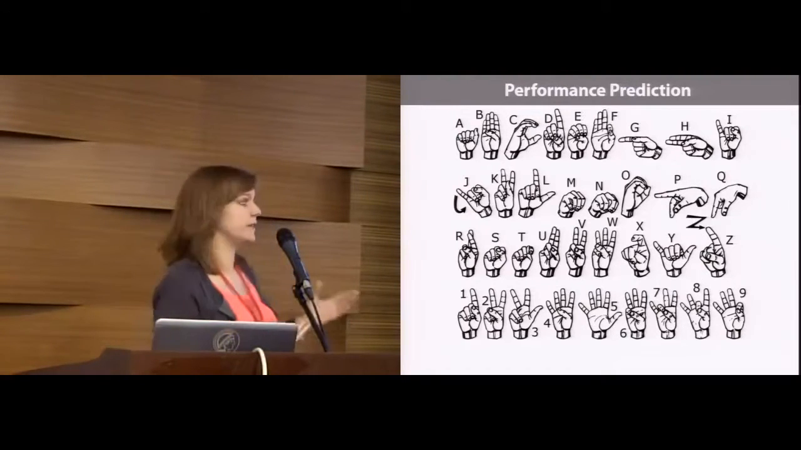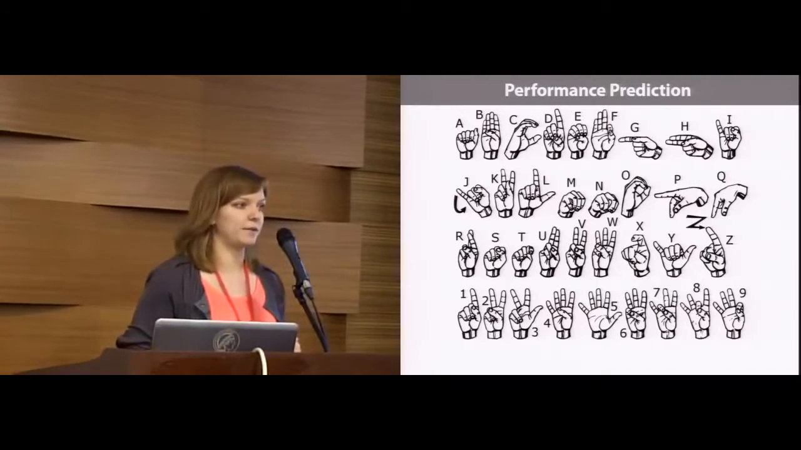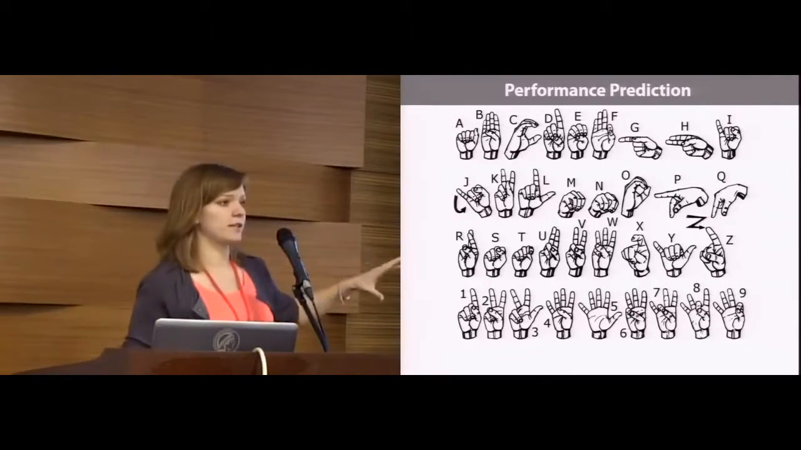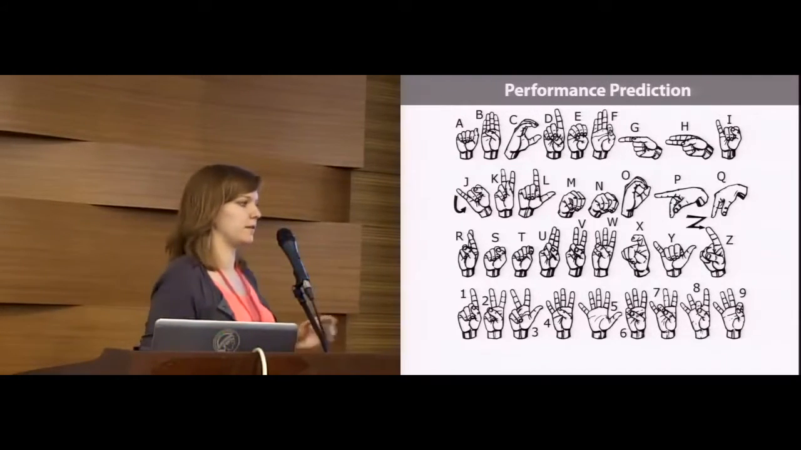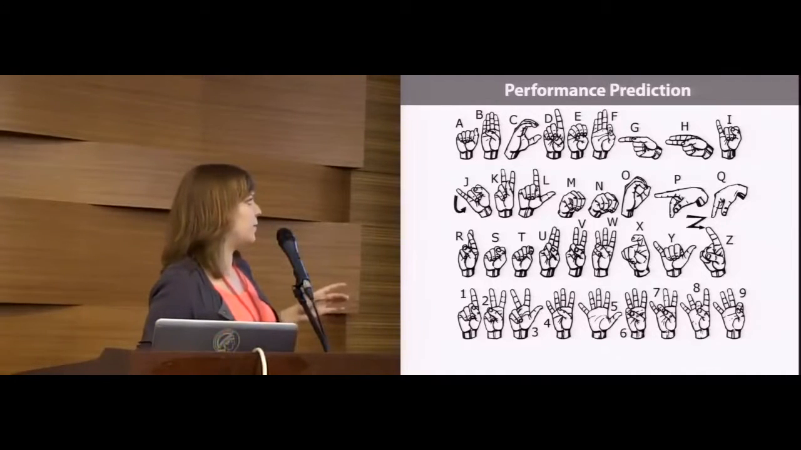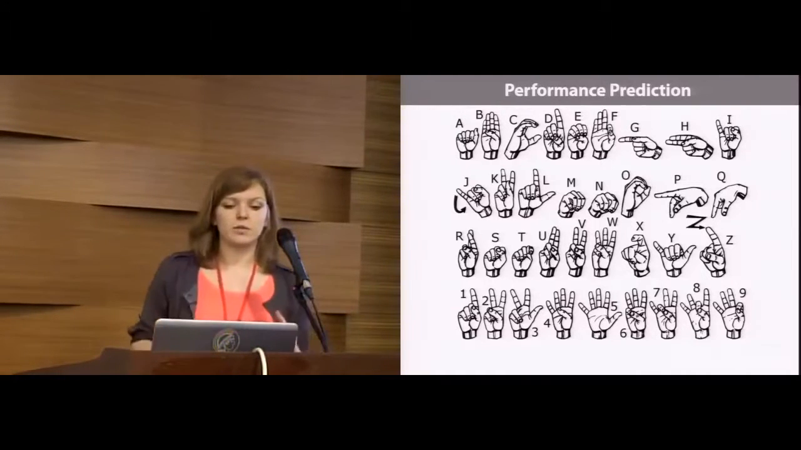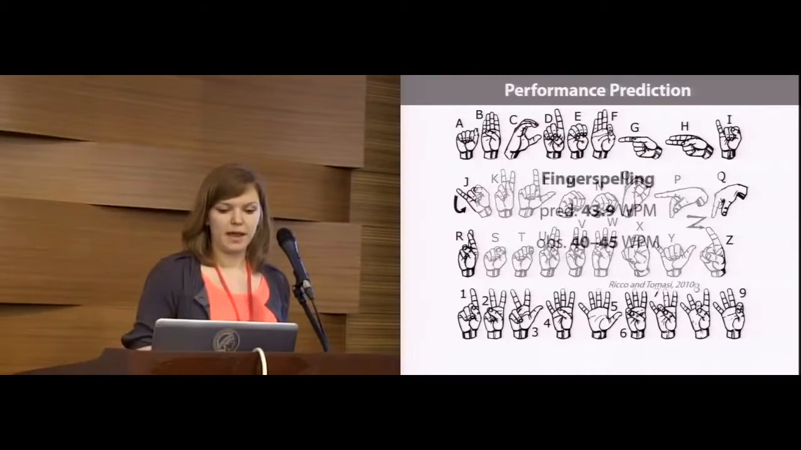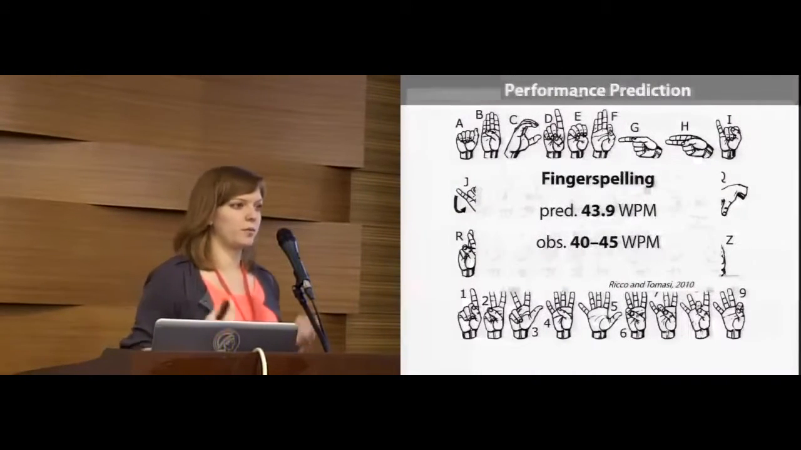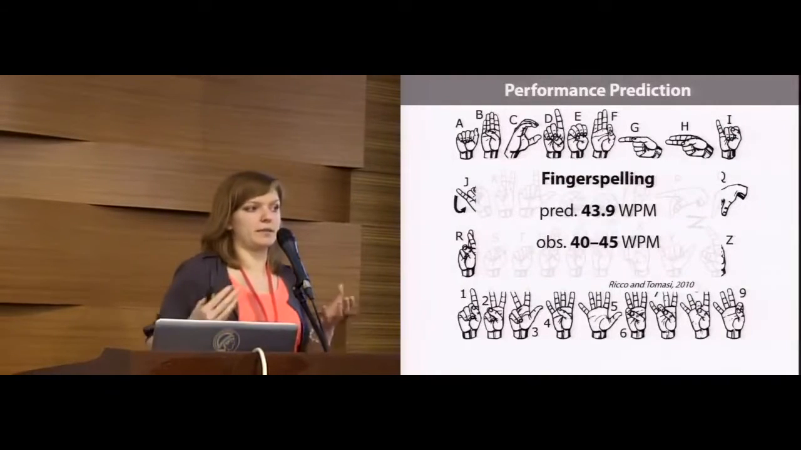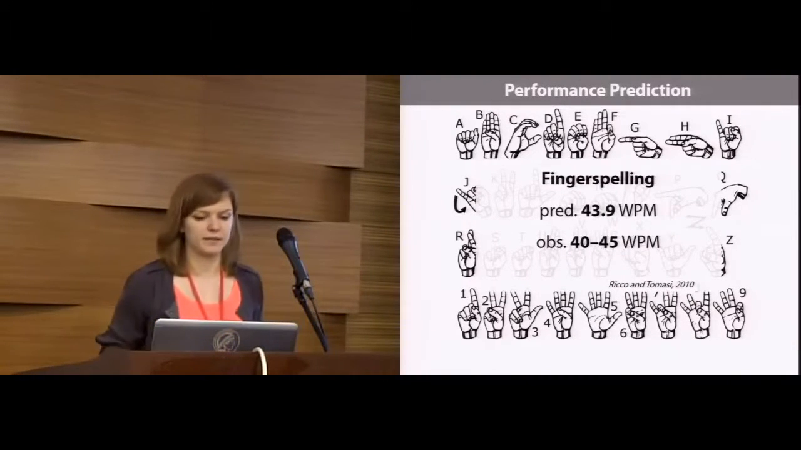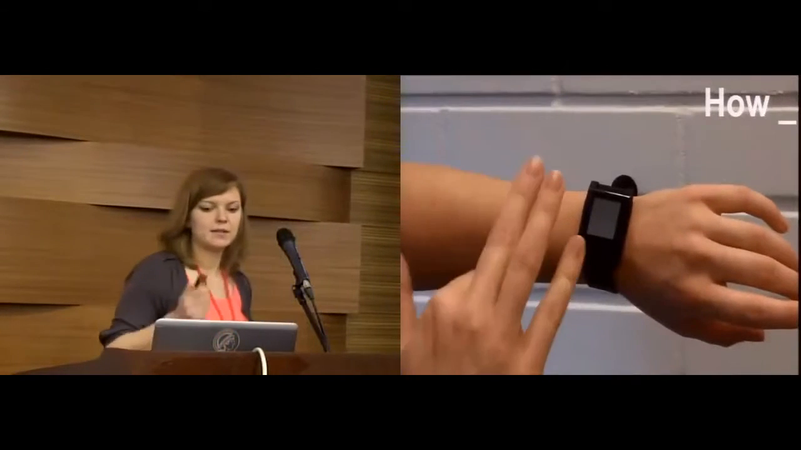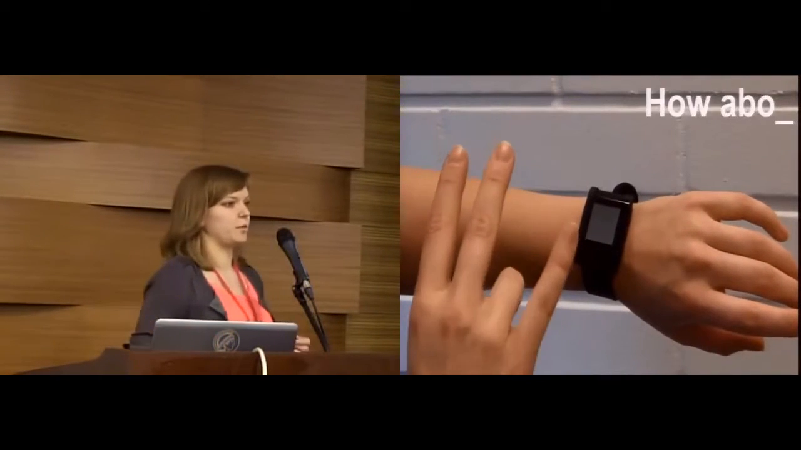For example, here you see the spelling alphabet for sign language. We have modeled all these gestures that we could model with the gestures that we looked at, and used our Fitzler models to predict the performance achievable with that. And this was surprisingly close to the performance that is known for expert signers. This is just a side note. But let's go back to the text entry example from the beginning.